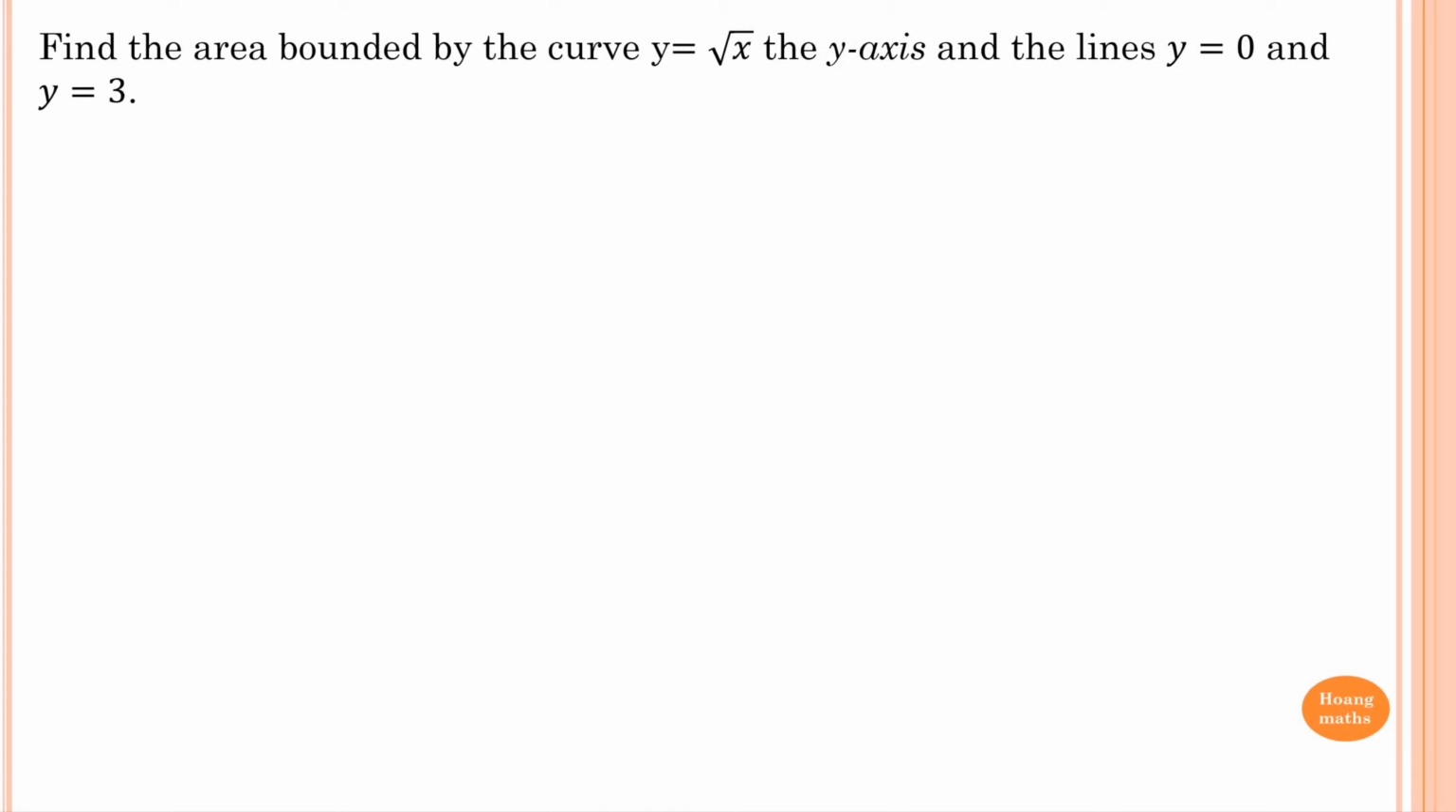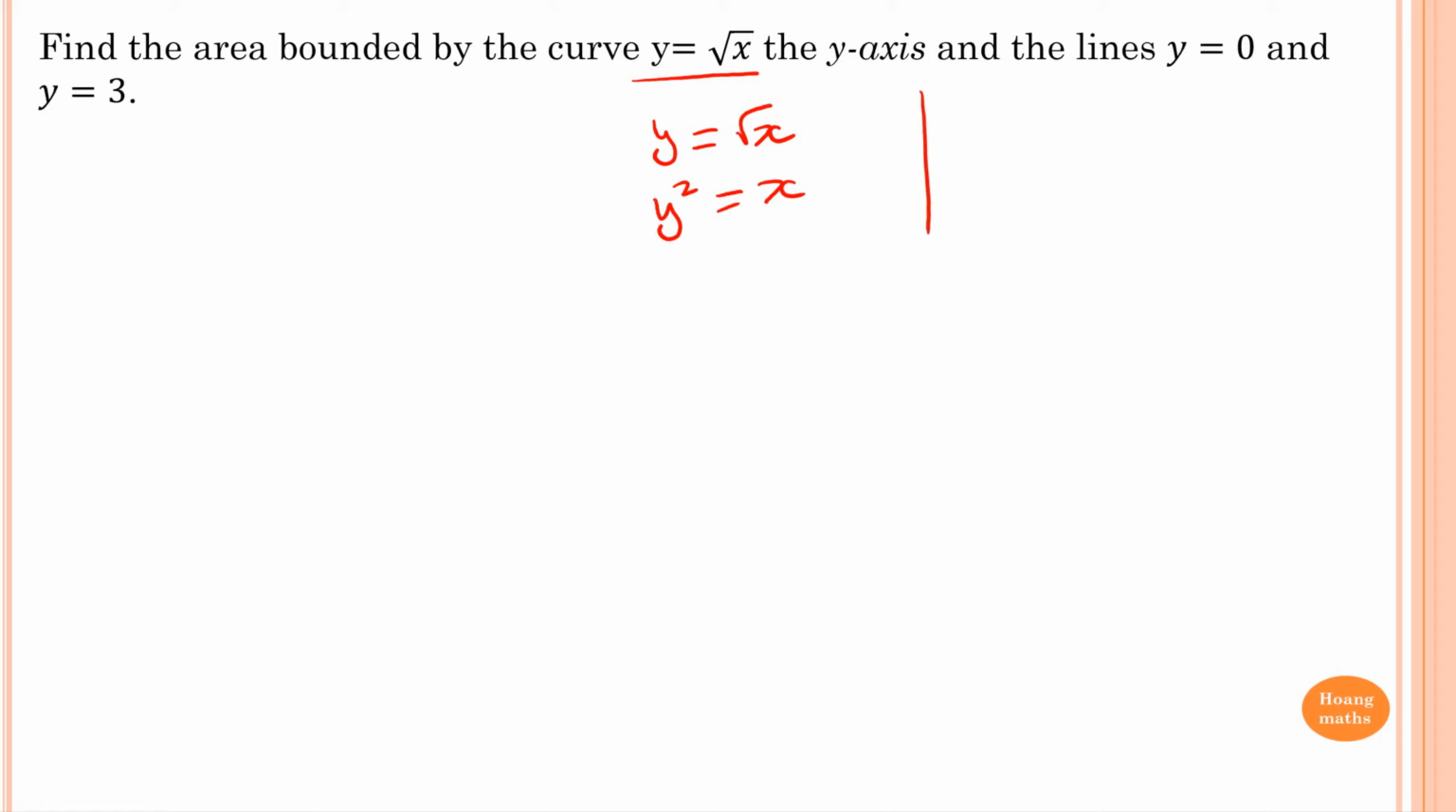Find the area bounded by the curve y equals the square root of x, the y-axis, and the lines y equals 0 and y equals 3. So first of all, we draw the graph first. So y equals the square root of x. If you think about it, if we square both sides, this means that y squared is equal to x.